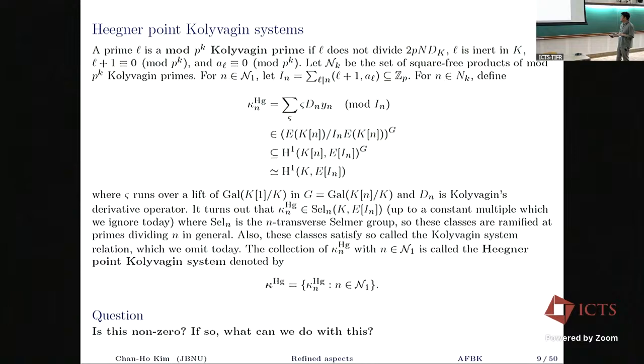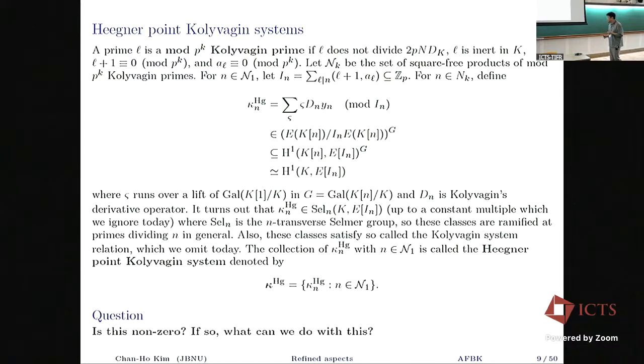These classes are expected to be ramified at the primes dividing n in general. And these classes satisfy the so-called Kolyvagin system relation, which we will not discuss too much. Anyway, the collection of these kappa n is called the Heegner point Kolyvagin system, denoted by just bold kappa Heegner. And in fact, when we proceed with the Euler system argument, we always factor through this guy.